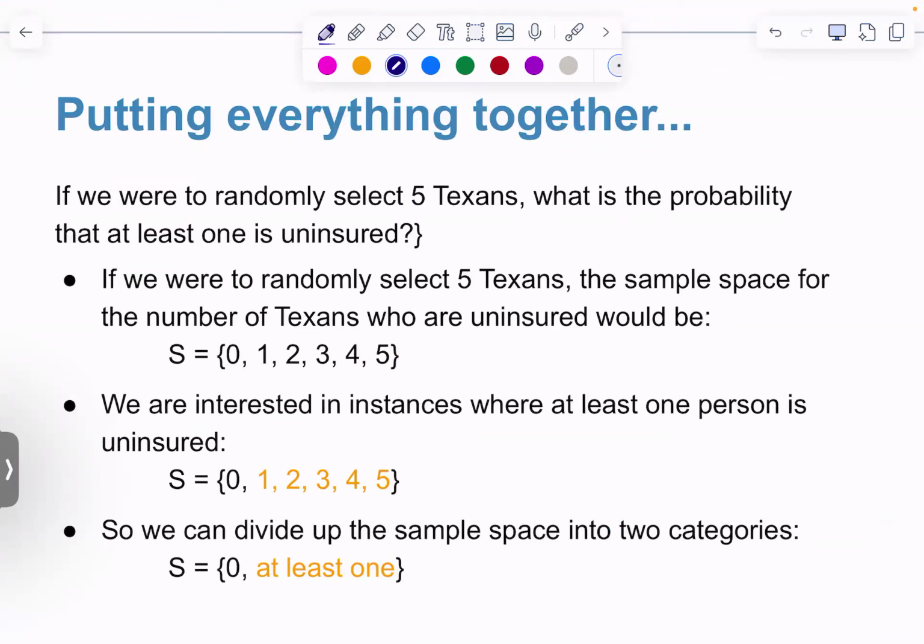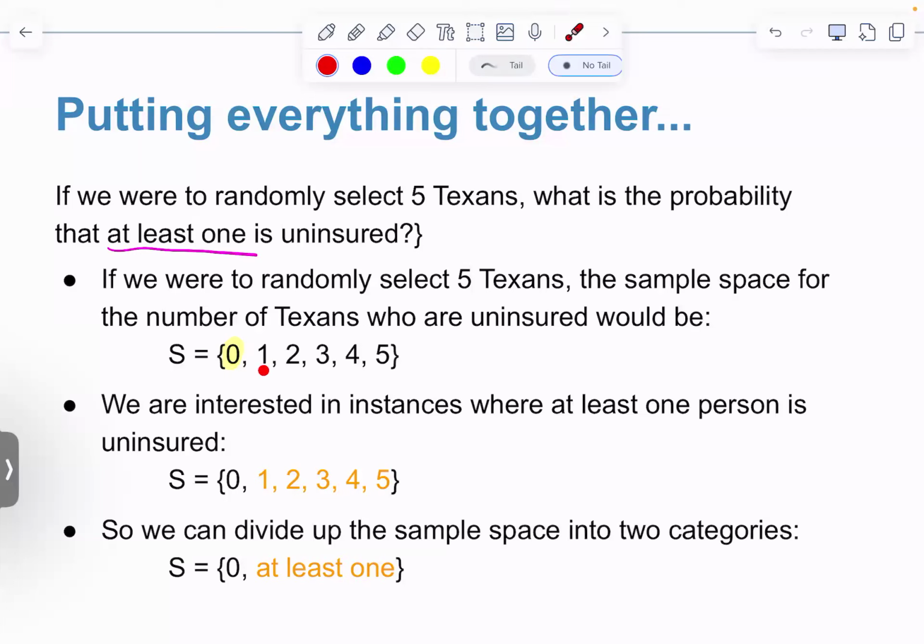If we were to randomly select 5 Texans, which is kind of a funny thought, what's the probability that at least 1 is uninsured? At least 1. Okay. So if we've selected 5 Texans, what are the possible outcomes? You could have 0 uninsured. You don't want to forget about that 0 option. There's a probability that all 5 have insured, right? So you don't want to forget about that 0.